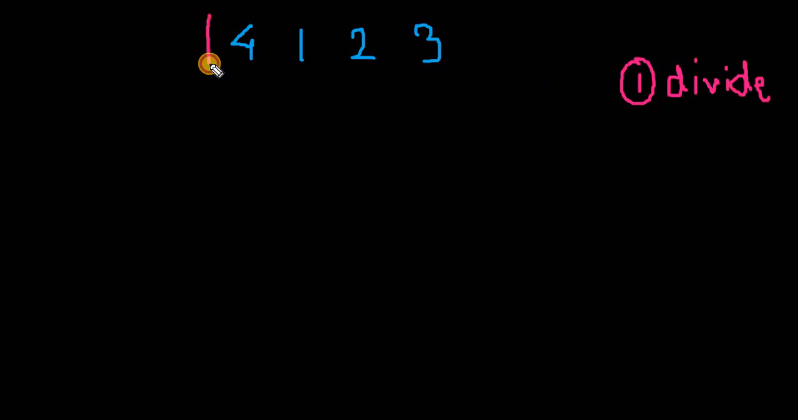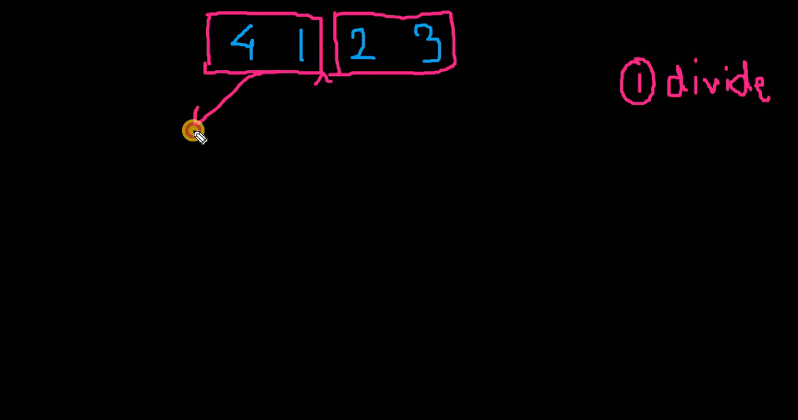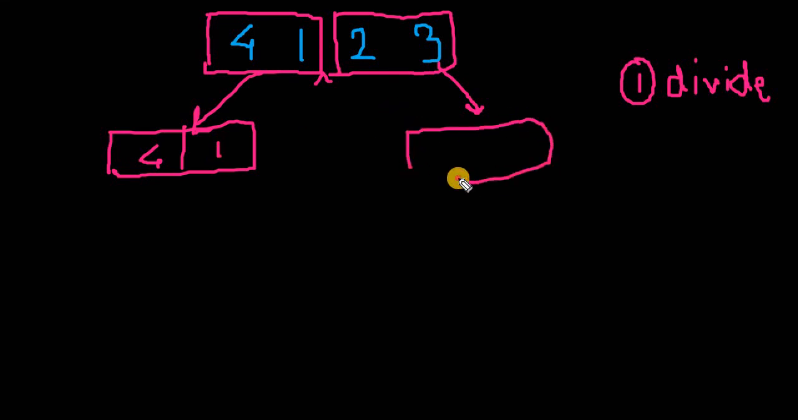So let's say, because this is an even array, we'll get the mid at this position. So there will be two parts, two equal parts to be precise, and they will be divided. So let me redraw them. So at this particular position we will have an array with 4 and 1 in it, and here I will have 2 and 3. So this is the first step.